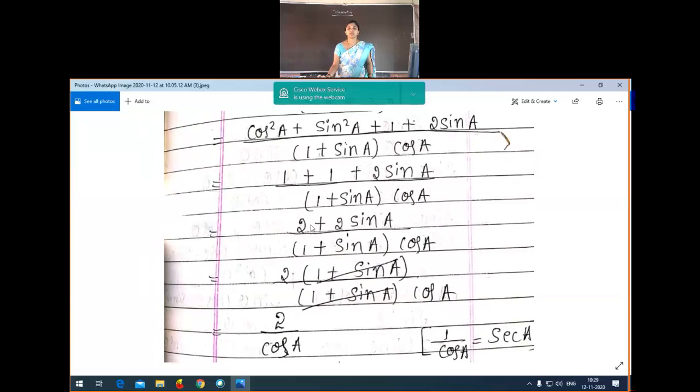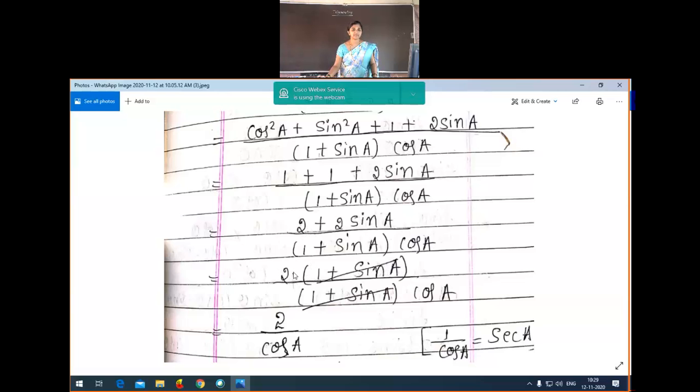So now next step, here 2 plus 2 sin A. From looking at the numerator only you can identify the next step. Okay. So next step, 2 is common factor. Let us remove the 2 as common factor. Take the 2 as common factor. Then what is inside?